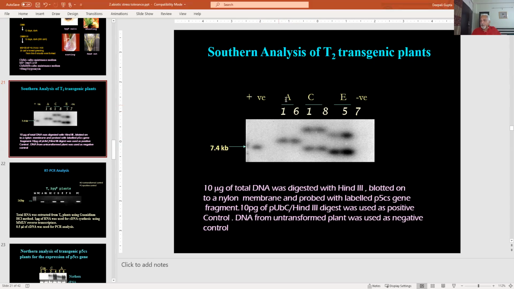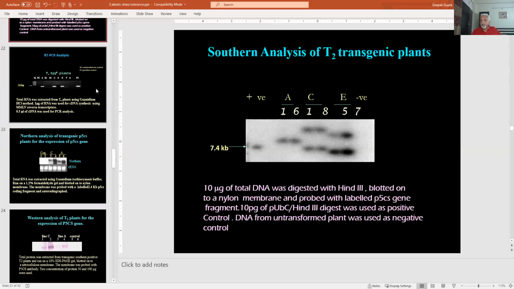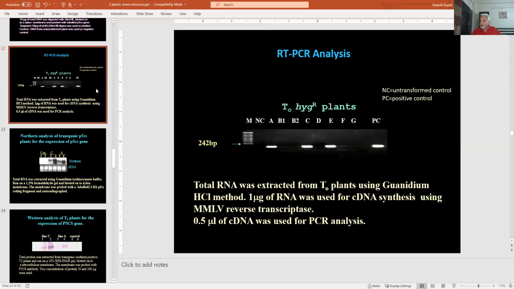So these A-line plants were taken, it shows single hybridization, and these two lines, C and E, show two hybridizations. So this indicated that this line has single copy integration, and these two have two copy integration. Once the gene has been shown to be integrated, you have to see whether it is expressing and making RNA.